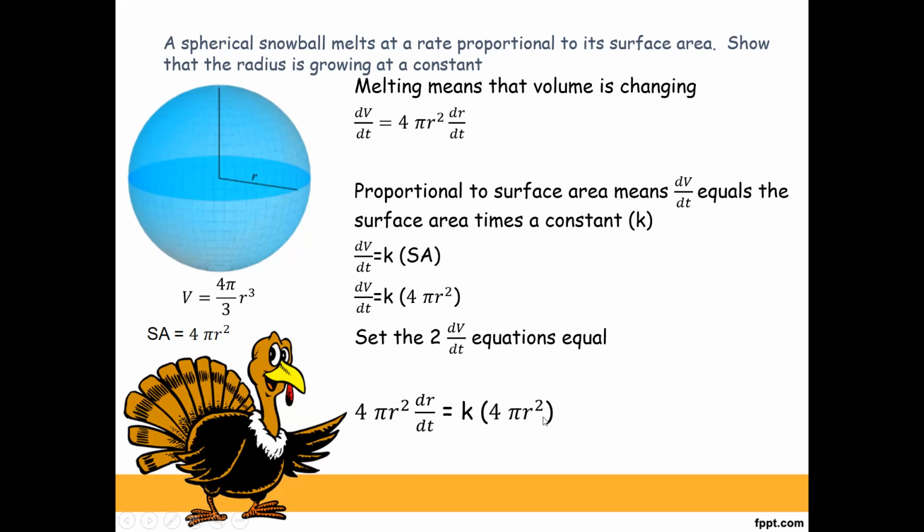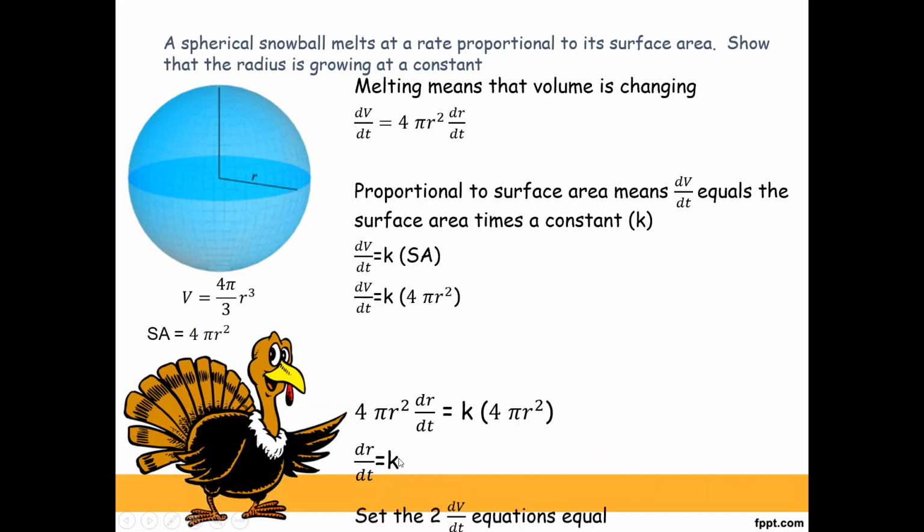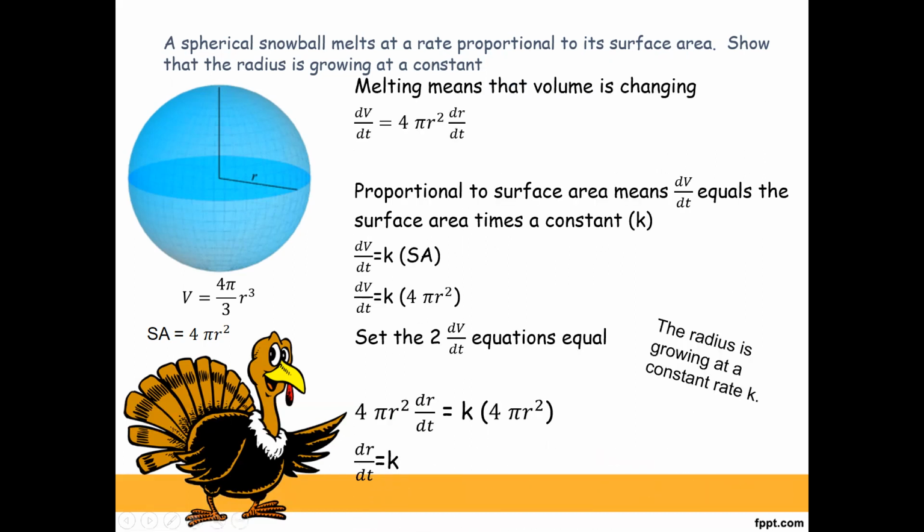We're going to divide both sides by 4 pi r squared. And what do we get? dr/dt on the left side equals k on the right side. K is a constant. So the rate of change of radius is a constant. What do we want to show? Show that the radius is growing at a constant. That's what we just did. So the radius is growing at a constant rate.